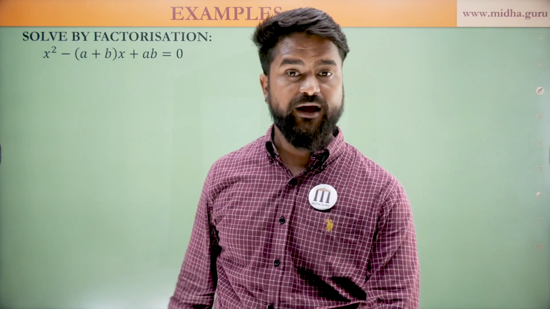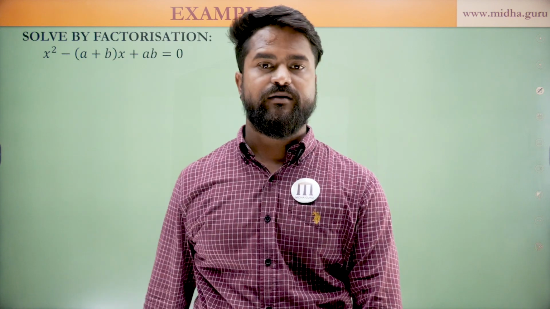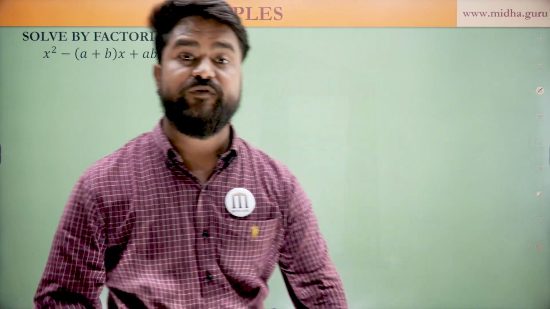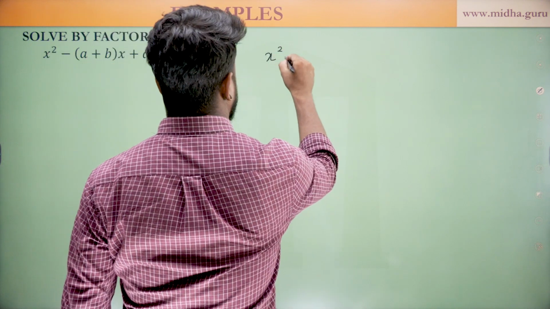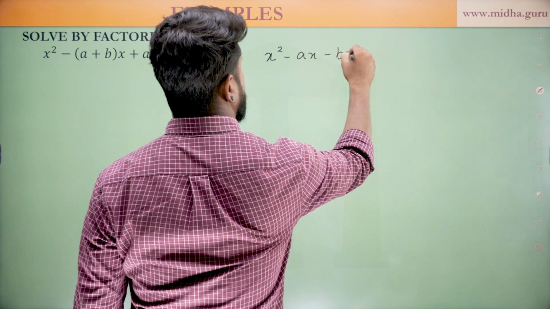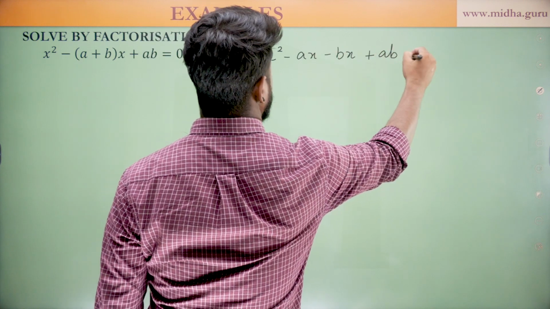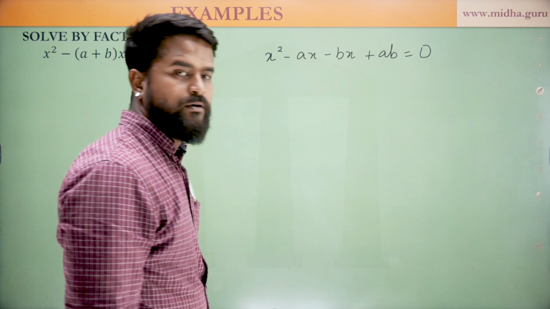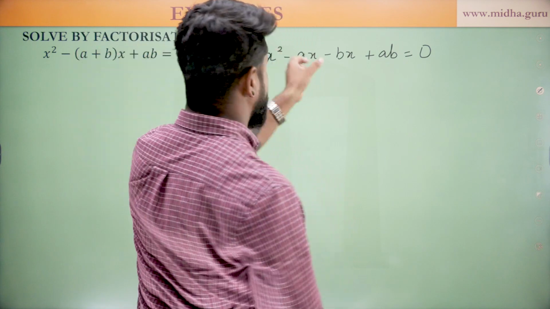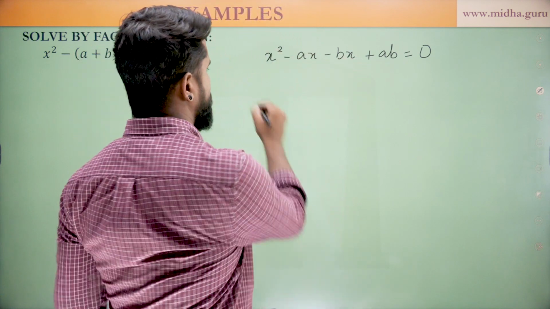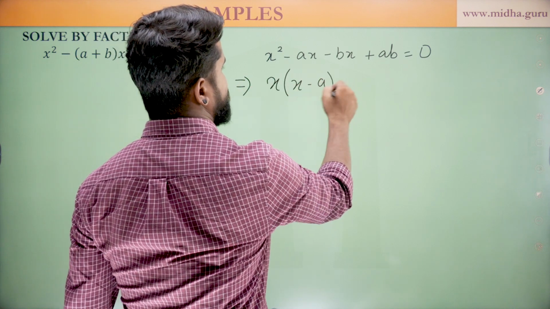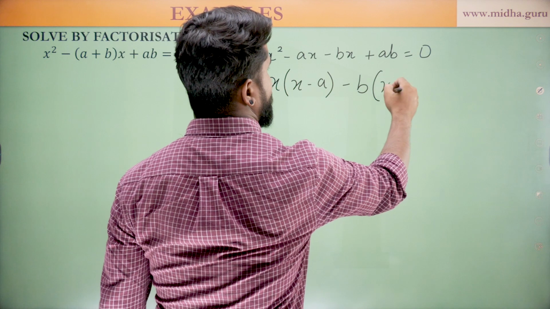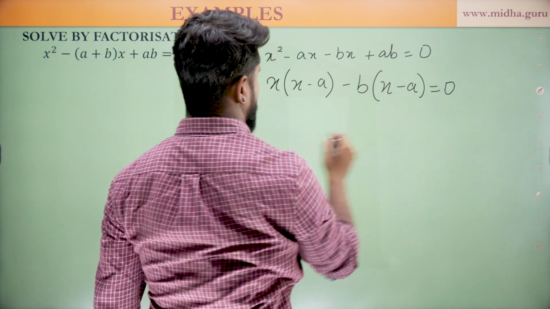So now I have x squared minus (a plus b)x plus ab. Here I'm supposed to find the roots by factorization. So when I open this bracket out, I get x squared minus ax minus bx plus ab is equal to 0. So I didn't do anything, I split this middle term into its two parts. Here what I do is I take x as common, I get x minus a. And then I take minus b as common, I get x minus a.